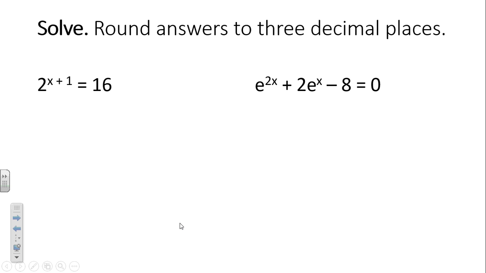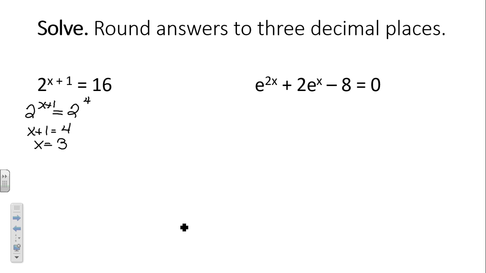Okay, so if we make the bases the same, then the powers are the same, right? So 2 to the x plus 1 would be the same as 2 to the 4th, right? Okay, our one-to-one property says that if we can get the bases the same, then the powers are the same. So x plus 1 will be 4. That means x would be 3.